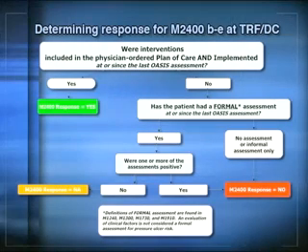This one shows how, for M2400, if the patient had a formal assessment and it was positive, then there would need to be interventions in the physician-ordered plan of care in order to say yes. Here, you can have this for future reference.